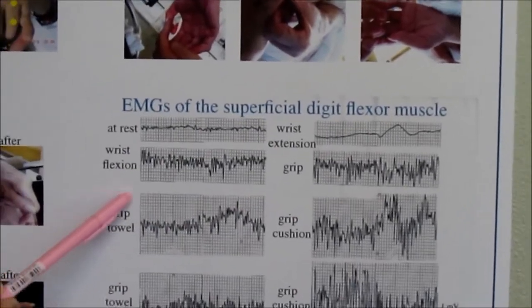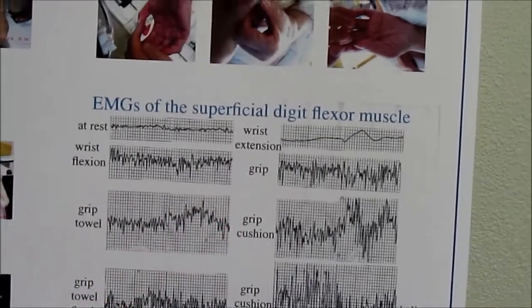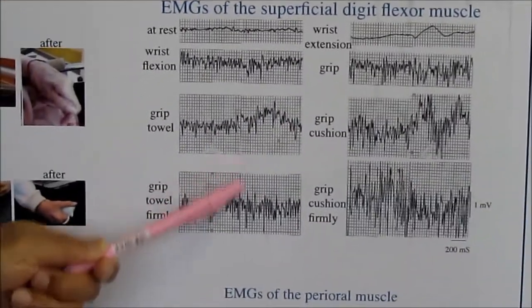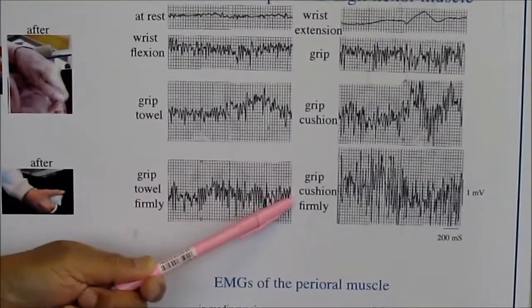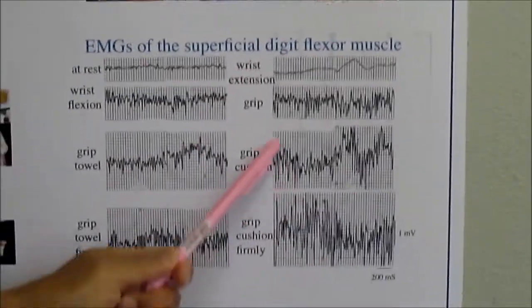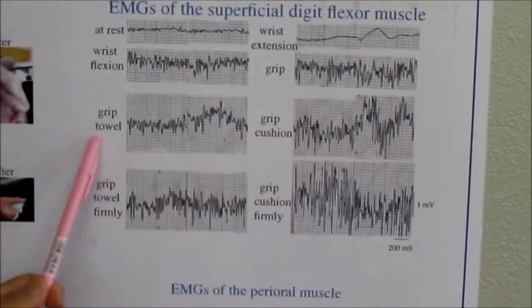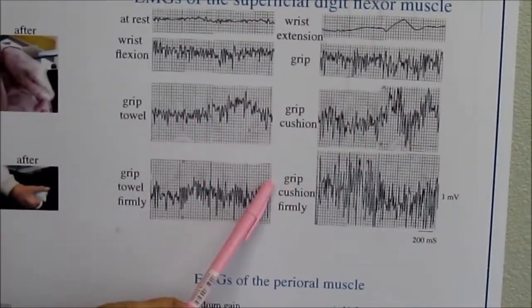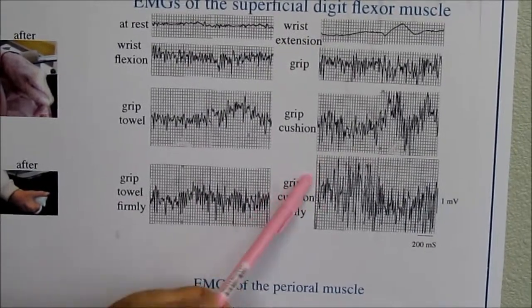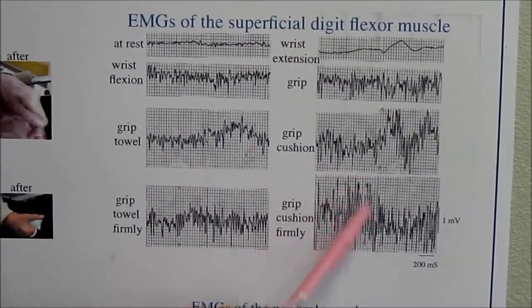See, grip the towel. Surely the EMG increases. Grip the towel firmly, surely increases much more. But gripping the cushion, I mean the high repulsion cushion, gave much stronger activity changes compared to the towel. And when gripping the towel firmly, or the cushion firmly, much more activity was obtained. Also the same for the extensor muscles.